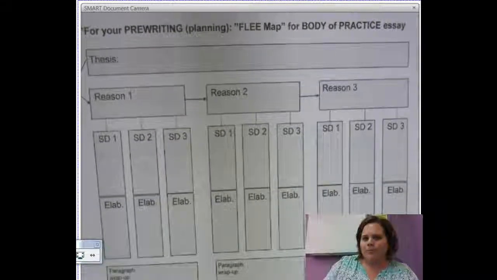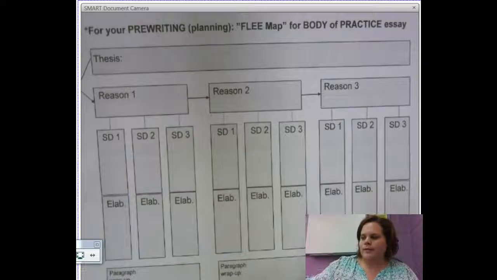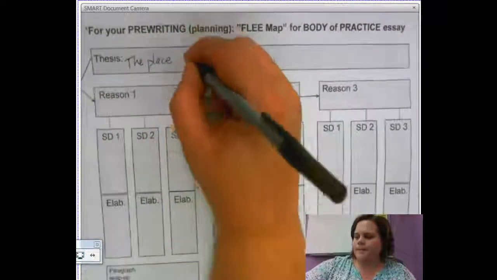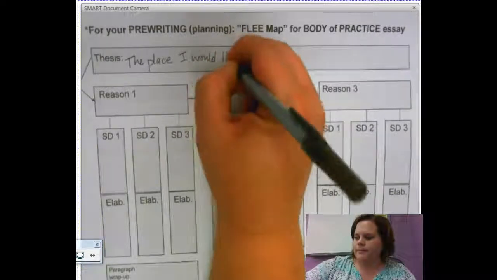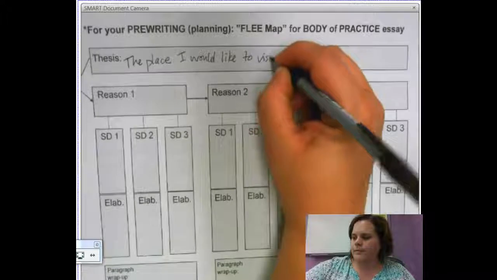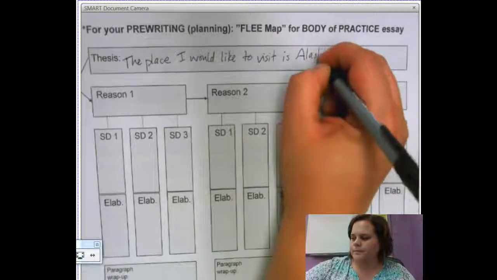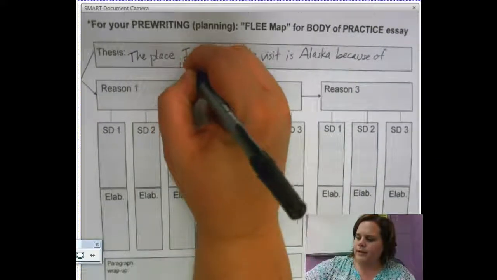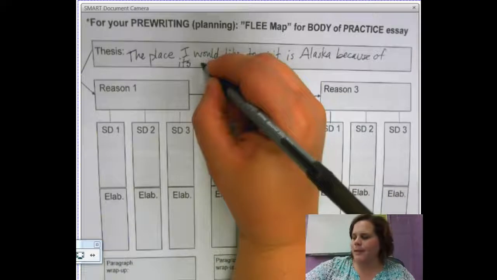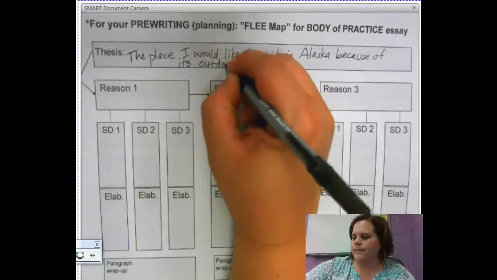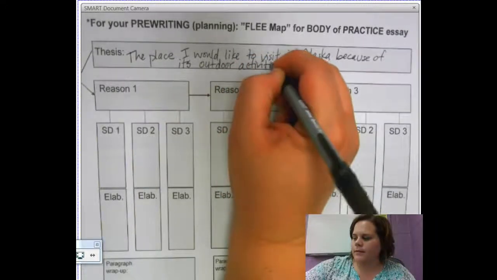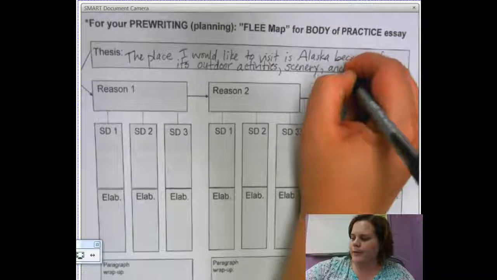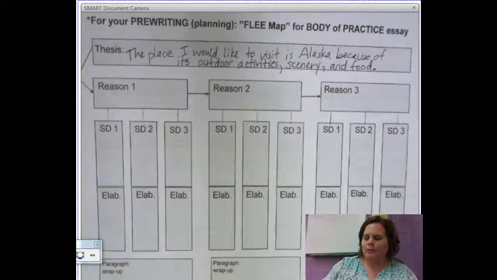Okay, so this might not be word for word exact, but our thesis statement was something like what we're going to write right here. So, the place I would like to visit is Alaska because of its, and I'm going to try to remember what I said, but I think it was something like its outdoor activities, scenery, and food. And that may not be exactly what we had, but we could work with that.